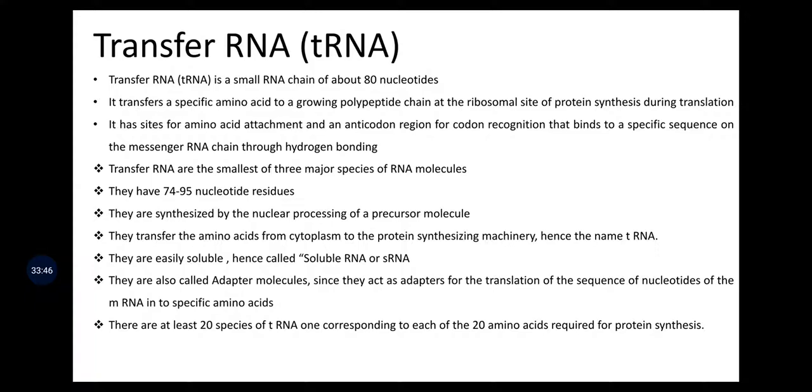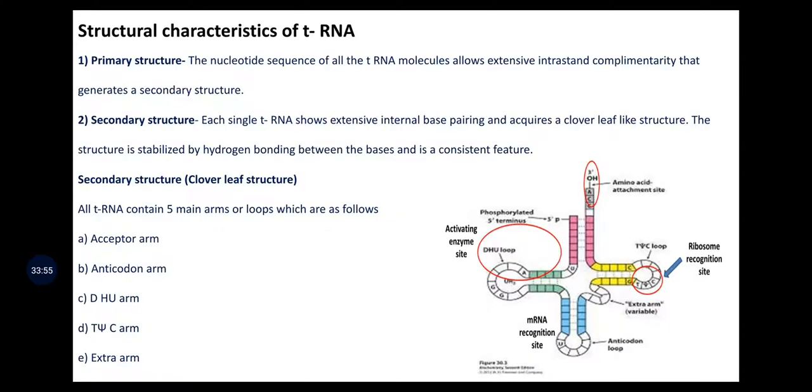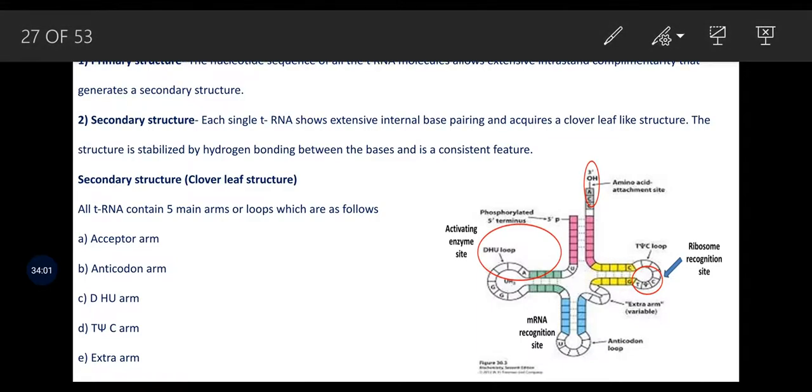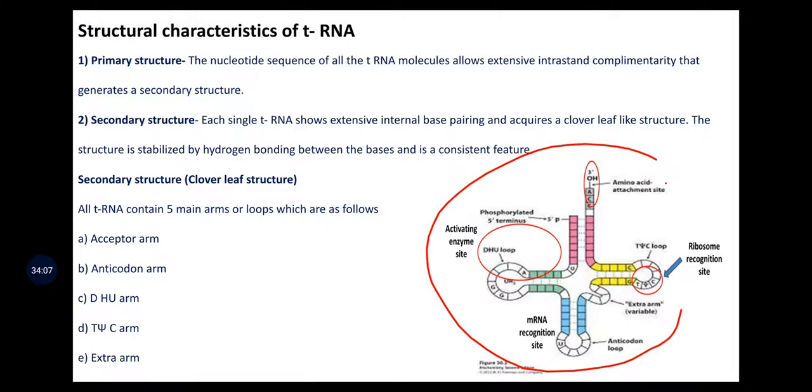There are at least 20 species of tRNA, one corresponding to each of the 20 amino acids required for protein synthesis. Coming to the structural properties of tRNA, as I have told you, the cloverleaf structure of tRNA was given by Holley. This is the cloverleaf structure. The structural levels are primary structure, secondary structure and tertiary structure.